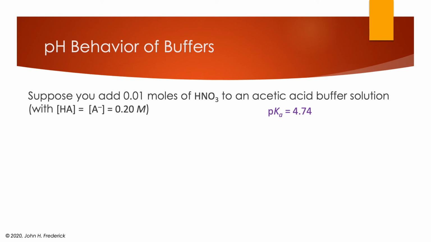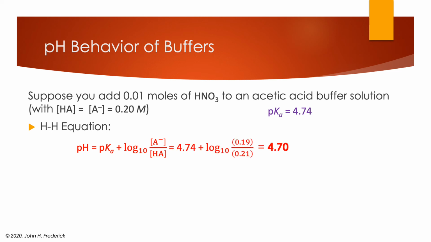The acetic acid, remember, has a pKa of 4.74. So what does the Henderson-Hasselbalch equation tell us? Well, this is the Henderson-Hasselbalch equation, but now what we need to do is plug in the values here. Now, I'll mention that both HA and A- are present in 0.2 molar. If I add 0.01 moles of HNO3 in a 1 liter solution, it's going to reduce the amount of A- by 0.01, and it's going to add to the amount of HA by 0.01.